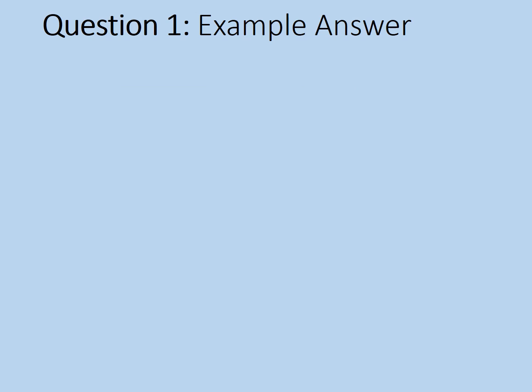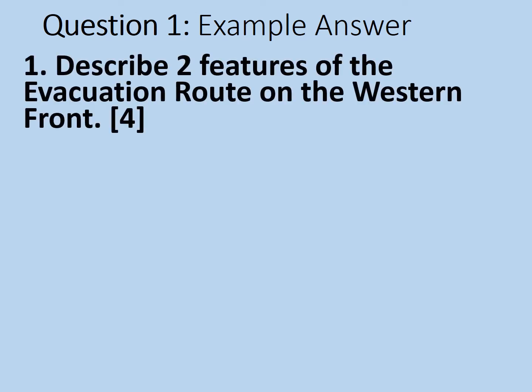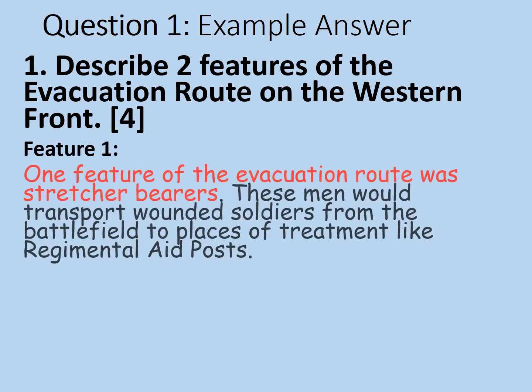So here's an example answer for question 1. Describe 2 features of the evacuation route on the Western Front. 4 marks. Feature 1. My feature is in red, and then the explanation or extra supporting detail is in black. One feature of the evacuation route was the stretcher bearers. These men would transport wounded soldiers from the battlefield to places of treatment like regimental aid posts.